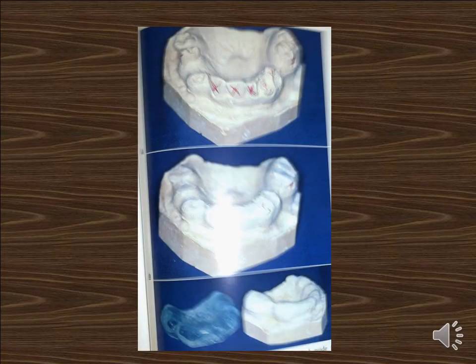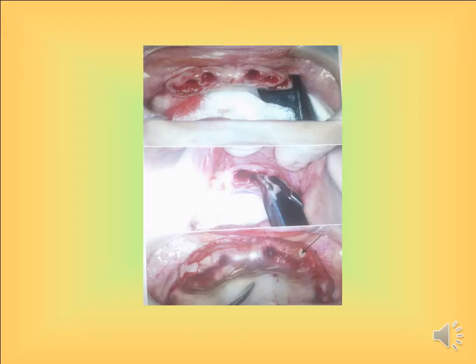This figure shows the cast made by taking an impression with alginate, then pouring the impression and making a cast. Then on the cast we can remove the teeth with a handpiece, round the teeth, and make a splint, and then make a denture, and after the patient comes to the clinic, extract the teeth and insert the denture. This figure shows the clinical view of this technique.